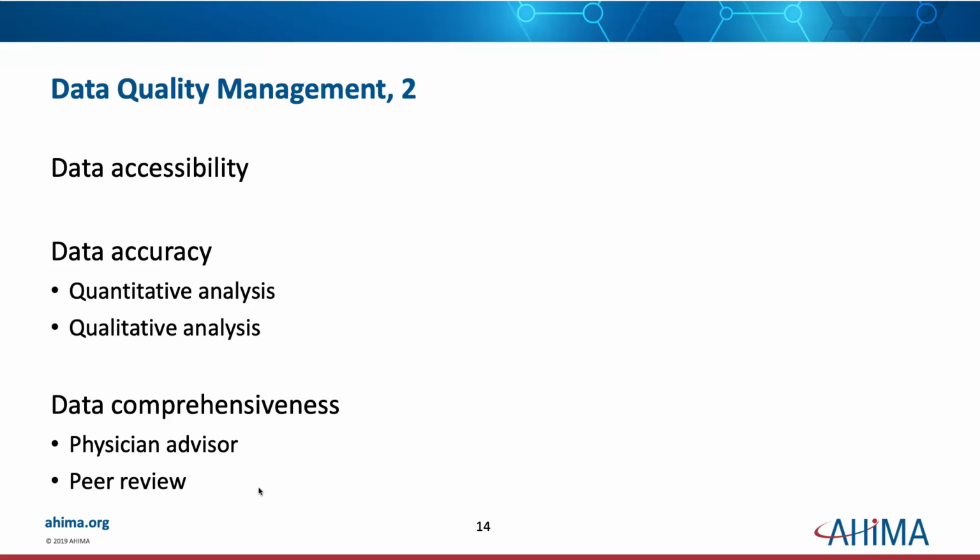You can think about that because we often talked about quantitative analysis of a medical record versus qualitative, and that's really what they're talking about here. Not just in terms of record completion, but in terms of the data itself. Data comprehensiveness is another part of quality management. And typically you're going to want to have a physician advisor reviewing other physician documentation or provider documentation. You want to have peer review type situations set up so that that can be done.